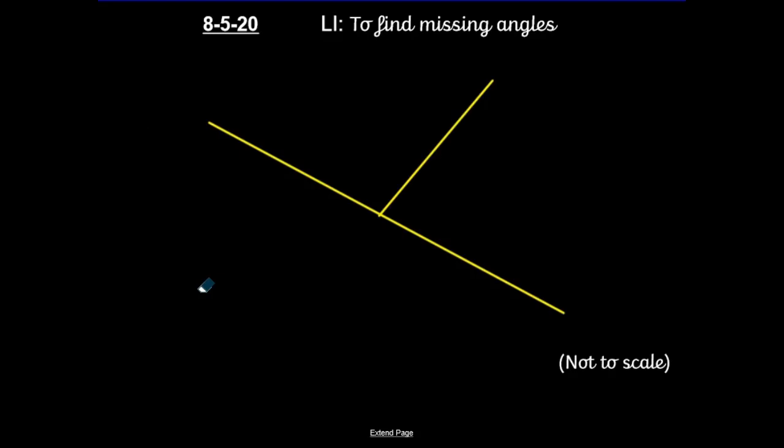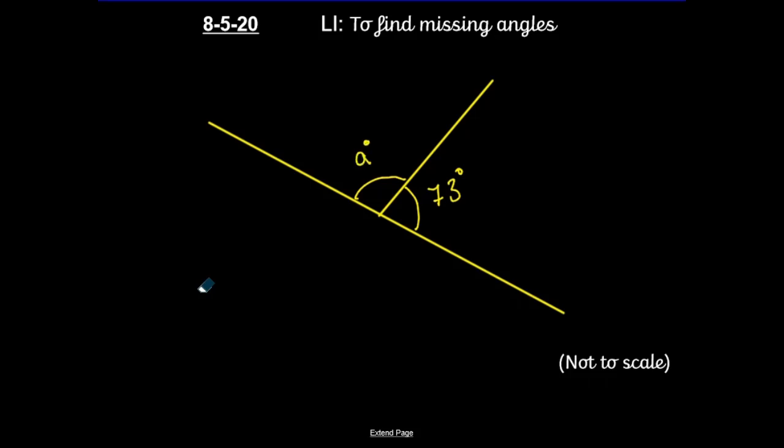So this is a question here, to find the missing angle. Now, it's not drawn to scale, it's just a visual representation. So this angle here, at the bottom, is going to be 73 degrees. And the question that you might be asked is, what is angle A?